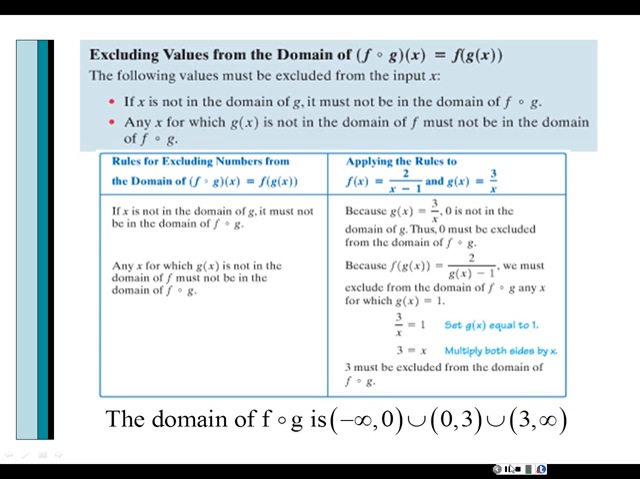Just look at what we did. We excluded the 3, and also we excluded 0. Why did we exclude 0? Because look at g of x. Can we take x equals 0? No, right? So there are two spots.